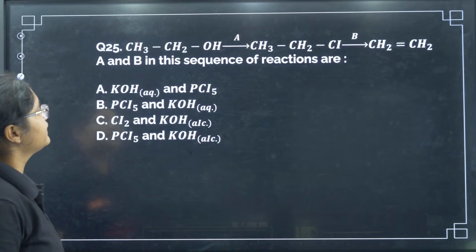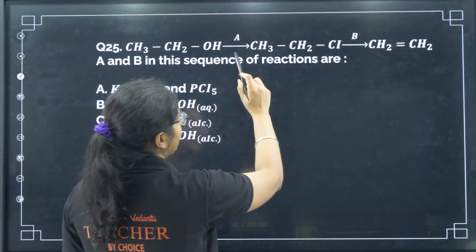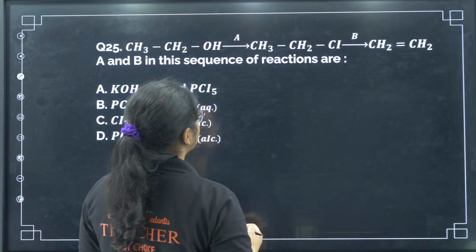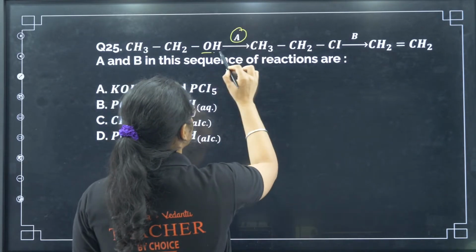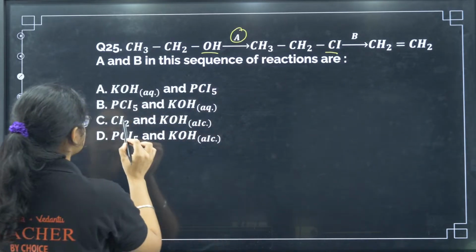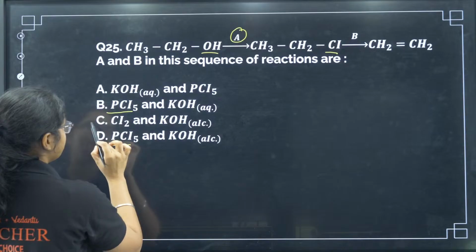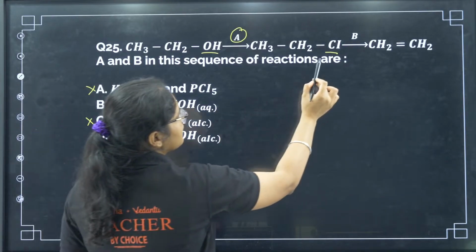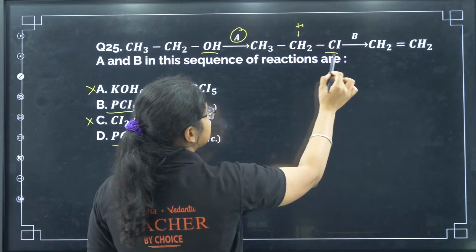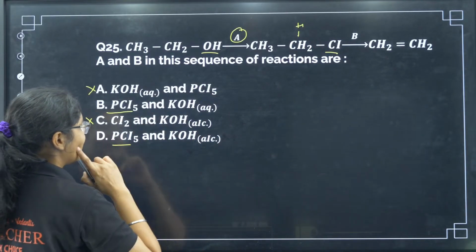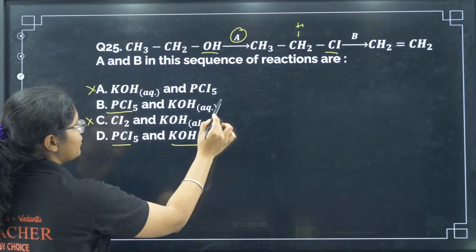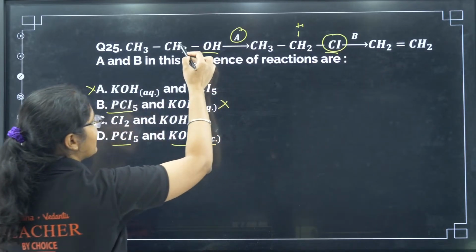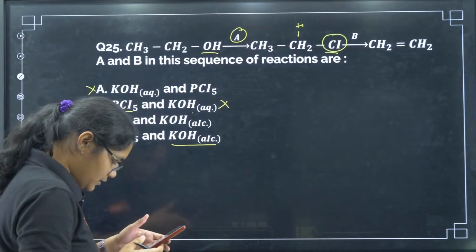Yes. So we have CH3CH2OH, and you will have CH3CH2Cl. Then B is giving you CH2=CH2. To convert OH to Cl, we can use PCl5; Cl2 will not work and KOH will not work, right? Next, to remove this HCl, that is dehydrohalogenation, we can use alcoholic KOH, not aqueous KOH. Aqueous KOH will convert the Cl back to OH, and we will get back the same compound. So that is why it is option number D here.